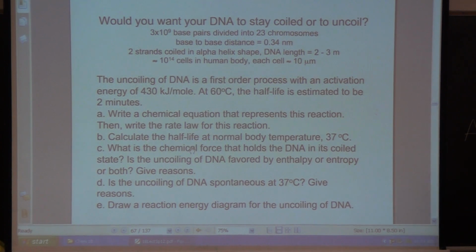In this question, I think this is from the textbook: the uncoiling of DNA is a first order process with an activation energy of 430 kilojoules per mole. At 60 degrees Celsius, the half-life is estimated to be 2 minutes. Now, what is body temperature? Is it 60 degrees? 37. Yes, 37 degrees. So note that this is much higher than body temperature.